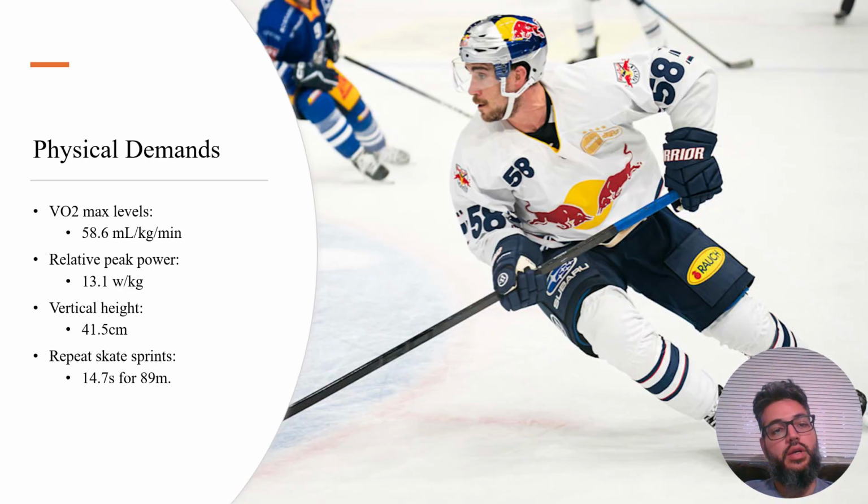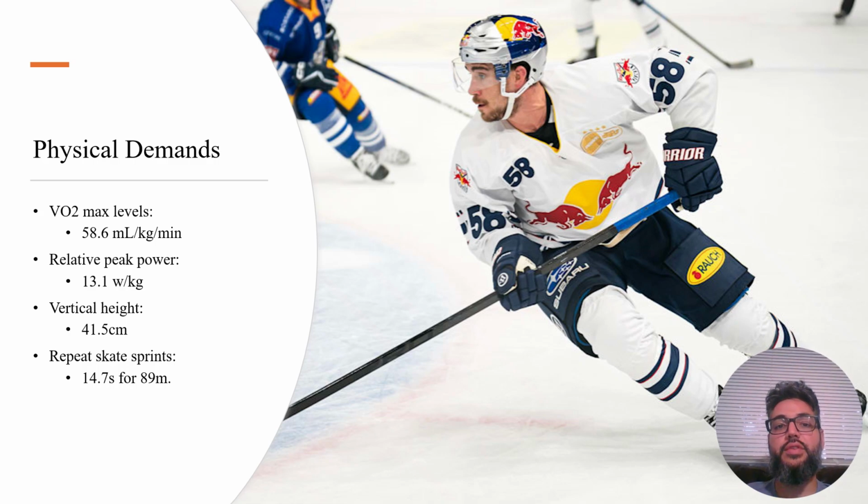Then we looked a bit more at research on some of the actual physiology. VO2 max levels is around 58.6, relative peak power about 13.1, vertical heights, which they tested with a counter movement jump, 41.5, and then repeat skate sprints 14.7 for around 89 meters.